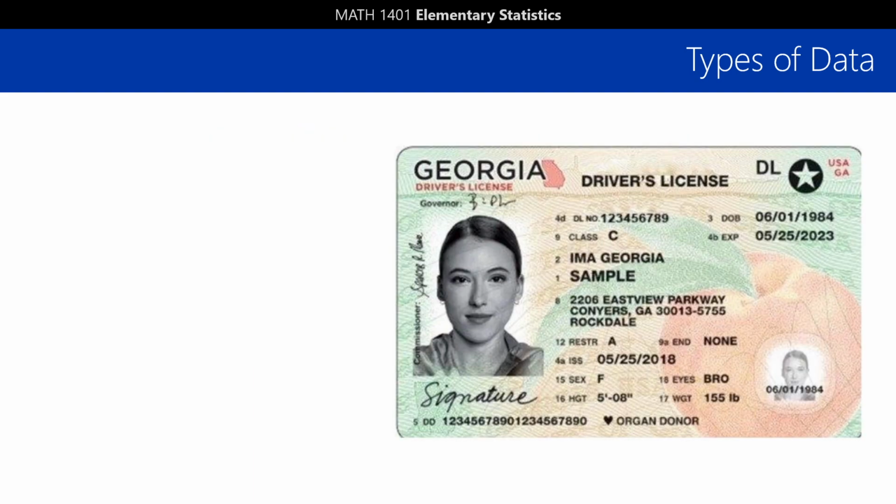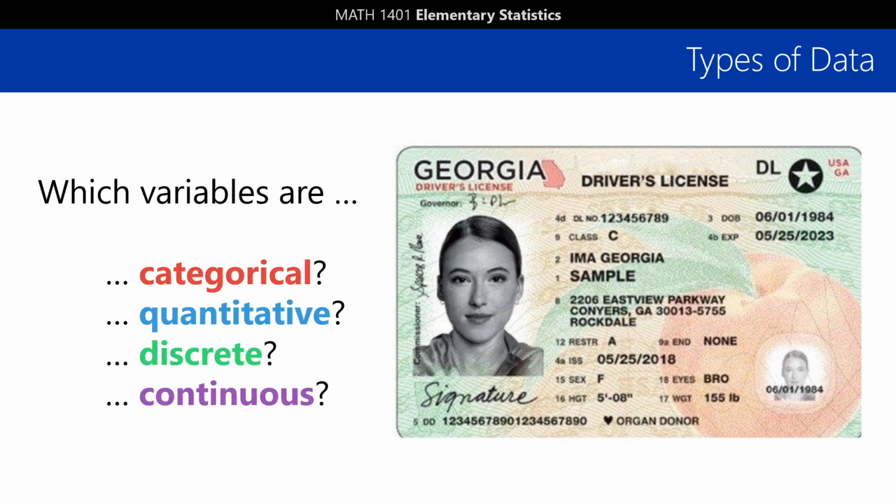To make sure you understand the differences between these different types of data, take a look at a driver's license or some other form of ID. See if you can pick out which variables are categorical and which are quantitative. And of the quantitative variables, which ones are discrete and which are continuous.